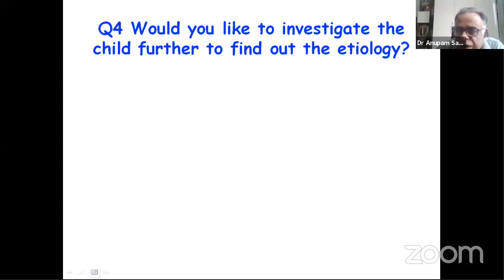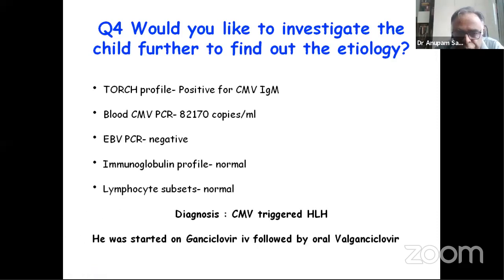Okay, since this child was very small, was an infant, rather a neonate, we did all these, we did the TORCH, we saw the CMV, it was 82,170 copies. EBV PCR was normal, immunoglobulin profile was normal, lymphocyte subsets were normal. So this child was CMV triggered HLH, and he was started on ganciclovir followed by oral valganciclovir.